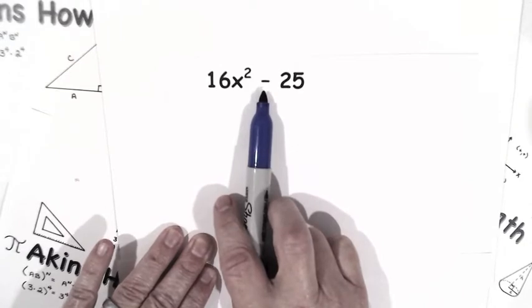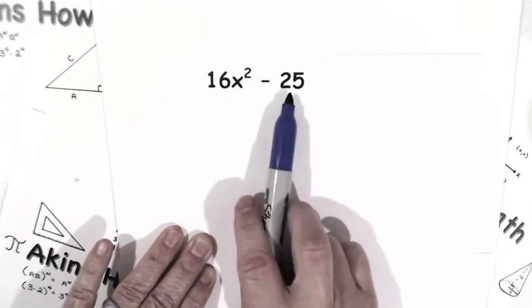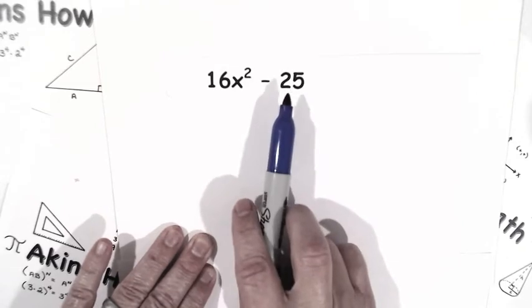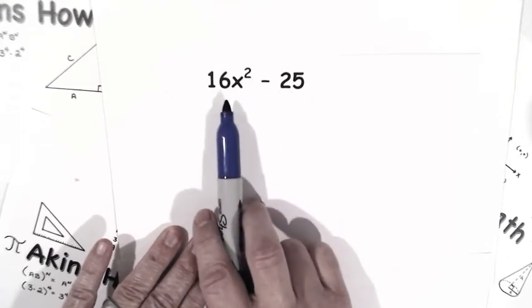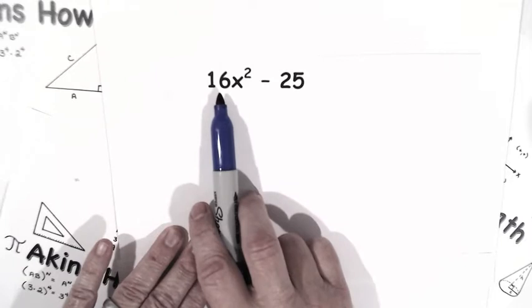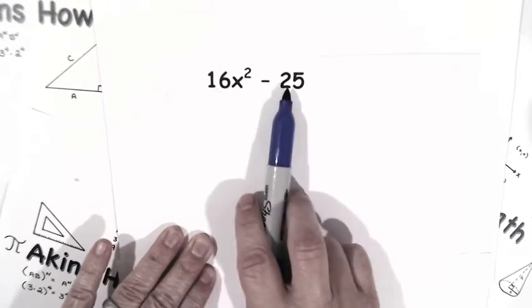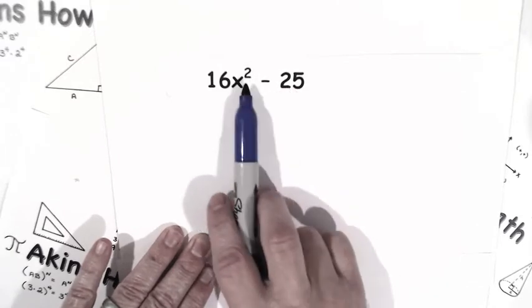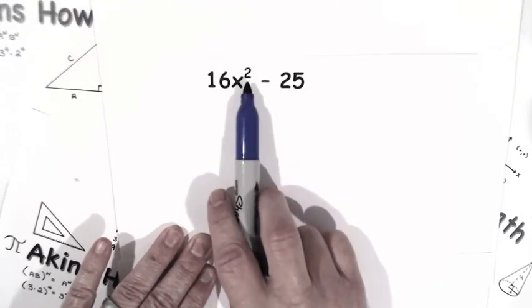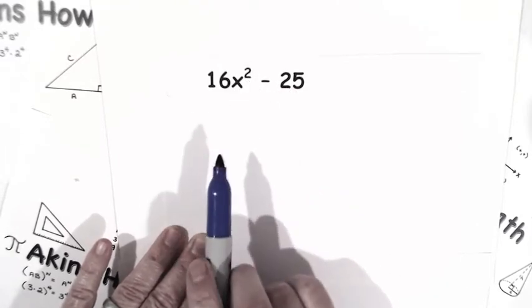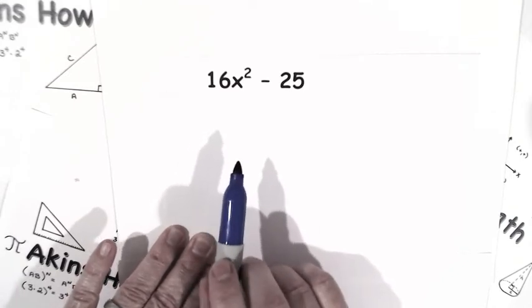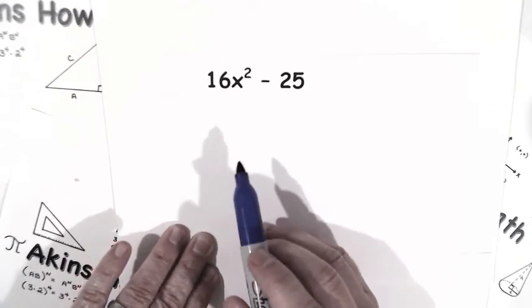It is. The coefficients, the numbers they give you right here, they better have square roots. They better be perfect squares. 16 has a square root, it's 4. 25 has a square root, it's 5. And exponents have to be even. So everything is working out, so we're going to use the procedure for factoring a binomial that can be factored.